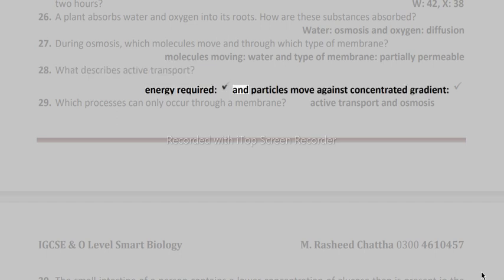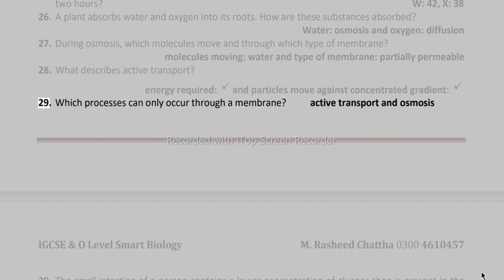Energy required, and particles move against the concentration gradient. 29. Which processes can only occur through a membrane? Active transport and osmosis.